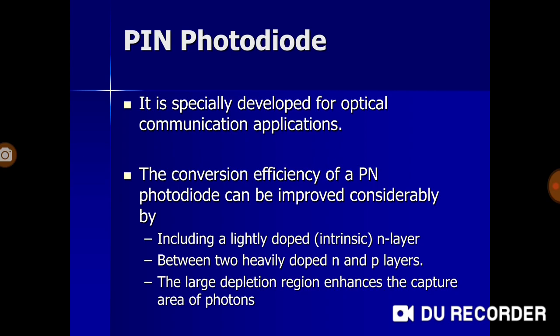Now this is placed between the two heavily doped N and P layers, and the large depletion region enhances the capture area of photons. So any light that is incident on the junction, now the depletion region is so wide, all the light that is falling can be captured and will be correspondingly converted to electrical current. So the capture area is increasing.